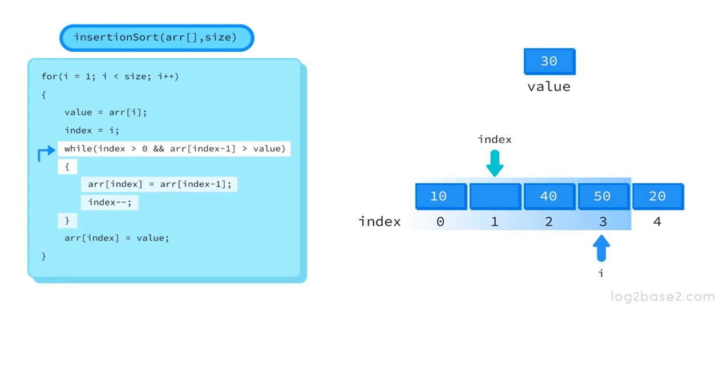Now check the condition again. And index is 1 now, which is still greater than 0. So check if arr of index minus 1 is greater than value. That is, if 10 is greater than 30, and it is not. So the loop will be terminated. Now place the value 30 in arr of index. So 30 will be placed in index 1, which is perfect here.